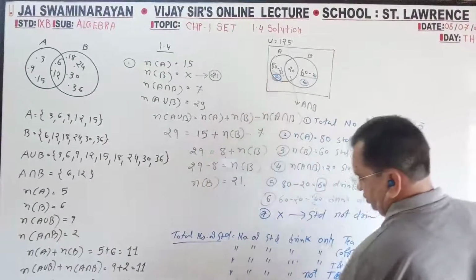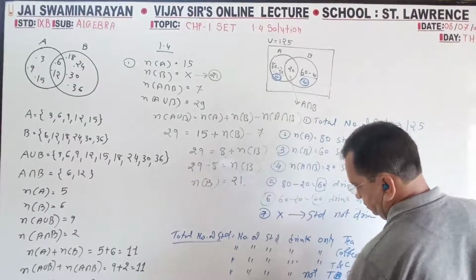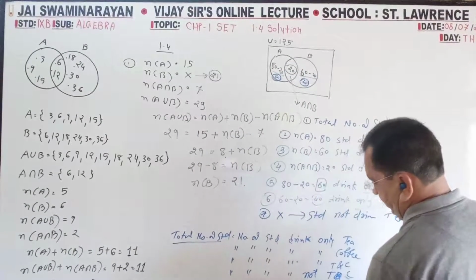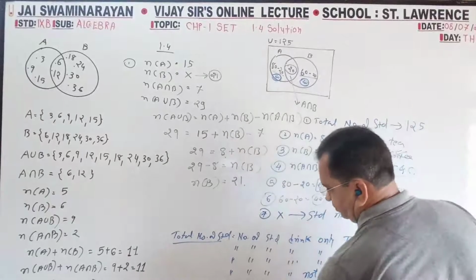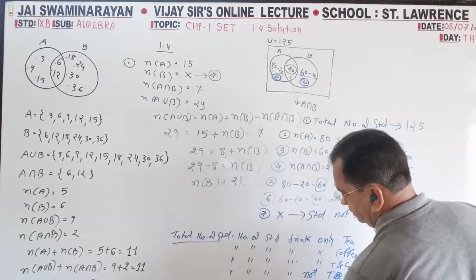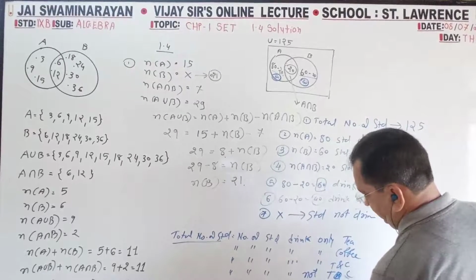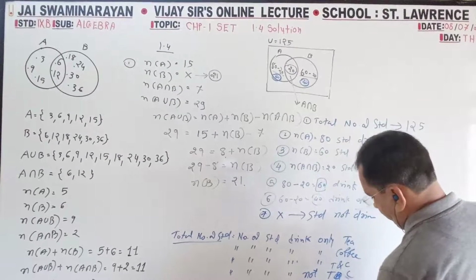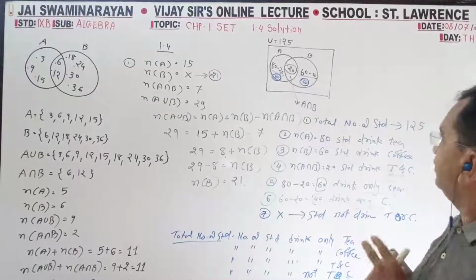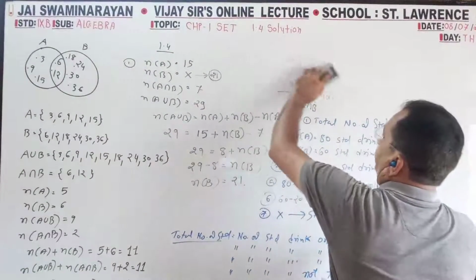Only tea 60. Only coffee 40. Both 20. None X. So this is 125. This total is 120. Therefore, X is equal to 125 minus 120, which is 5. So, 5 students don't drink tea or coffee. This I would like to explain again by diagram.